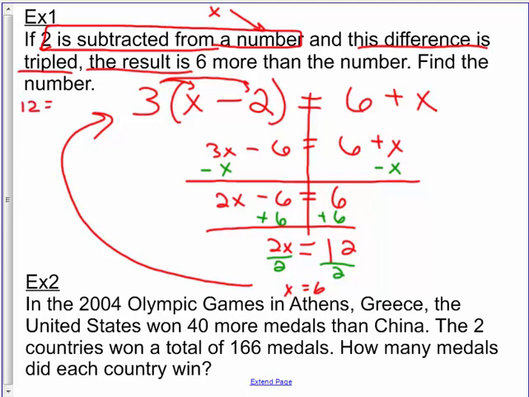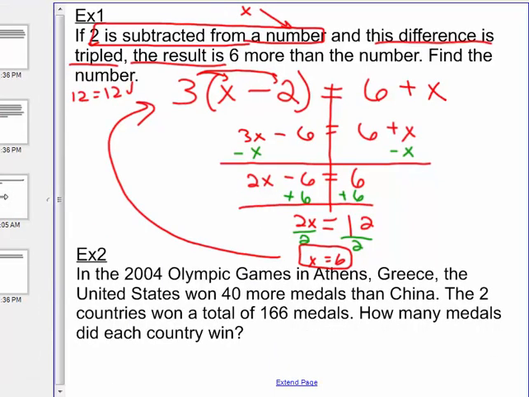So we plug it back in. If I do 6 minus 2, I get 4. 4 times 3 is 12. 6 plus 6 is 12, yes. So 12 equals 12. I plug it back in, it does work there.